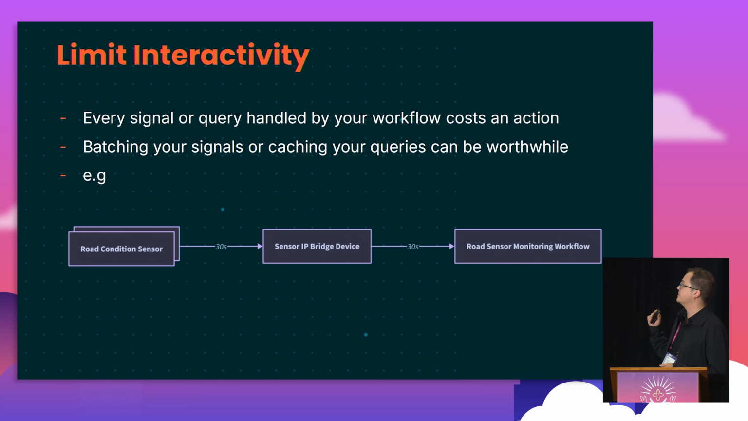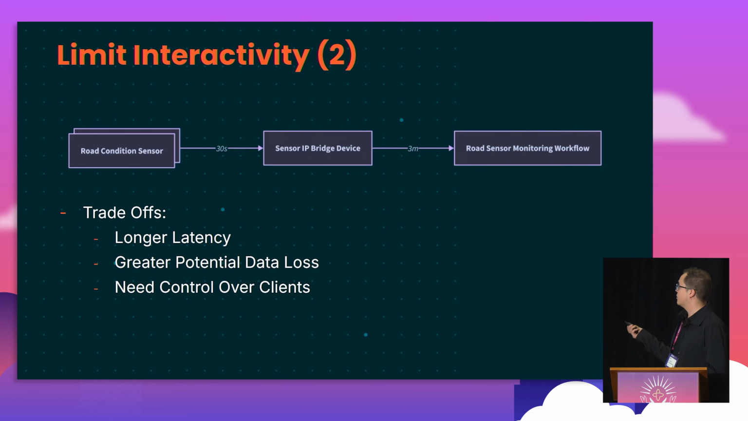This one I'm going to breeze through just for the interest of time. I'll summarize it. This is just limiting the interactivity to your workflows. Again, trying to batch the signals into your workflow if possible, deduplicate and cache queries, and maybe filter for relevancy at the service layer if you can. Every time you are interacting with your workflow, you are incurring action costs associated with that. So unless your use case needs it, you should try to reduce the amount that you're interacting. Make sure it's relevant to your use case. So I'll skip over these slides.